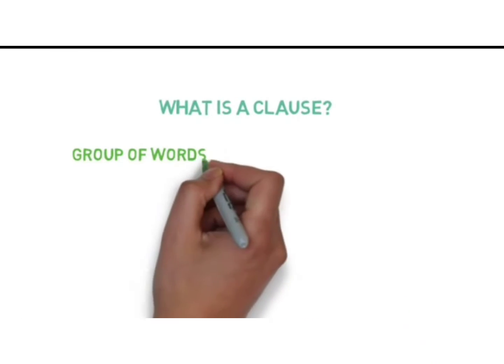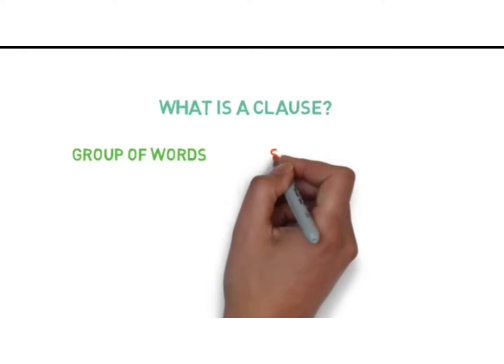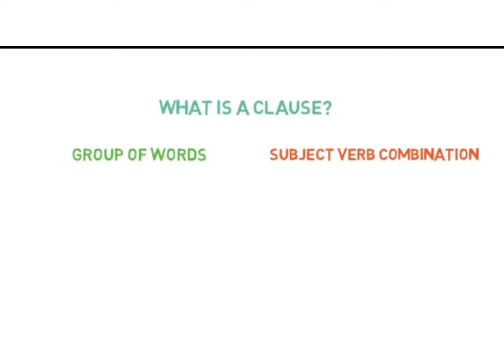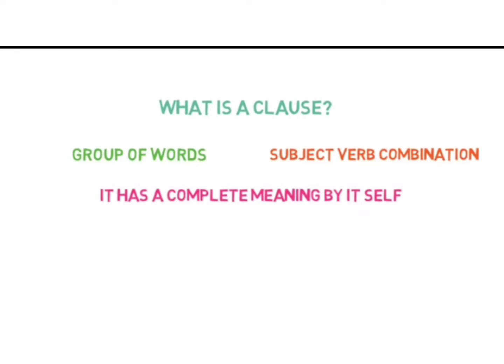So first of all, what is a clause? It is a group of related words. It has a subject-verb combination and it has a complete meaning by itself. You can consider a simple sentence as a clause.